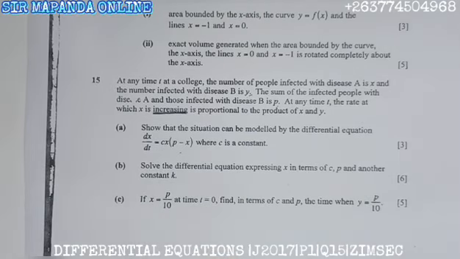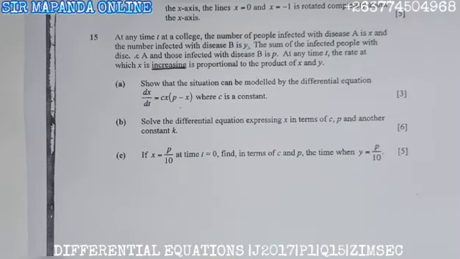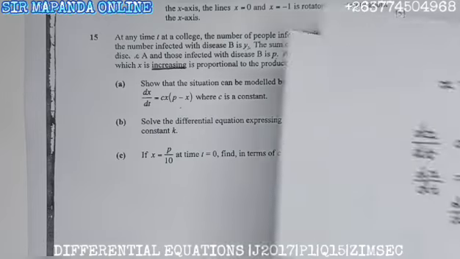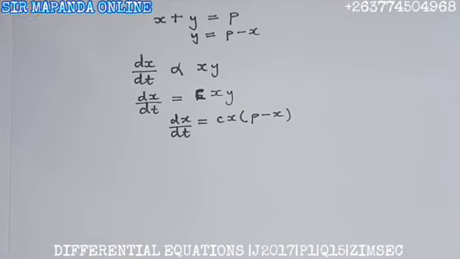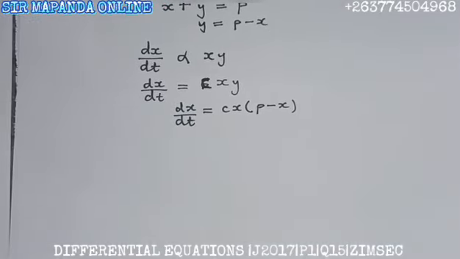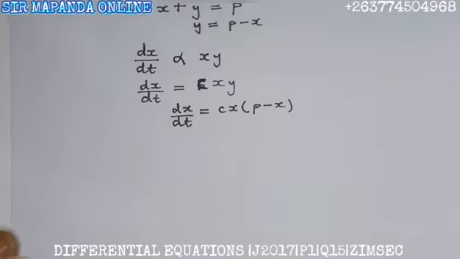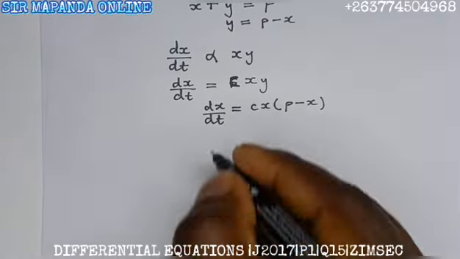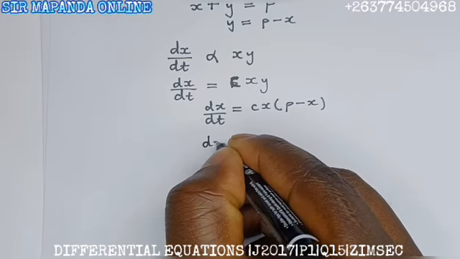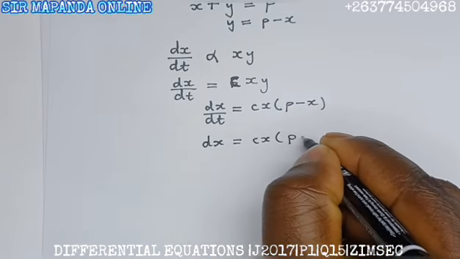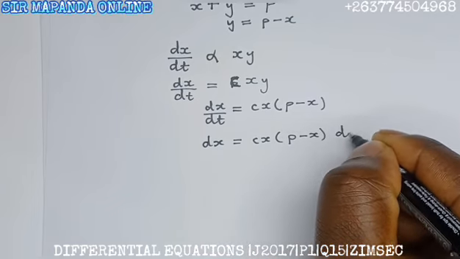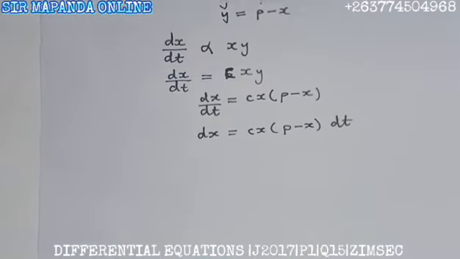We move on to part B. Solve the differential equation expressing X in terms of C, P, and another constant K. So we want to solve this equation by making X the subject of the formula. The first thing to do when solving this DE is to carry out cross multiplication. So you are multiplying both sides with dt. You get dx is equal to cx, open bracket, P minus X, close bracket, dt. I hope you are following.